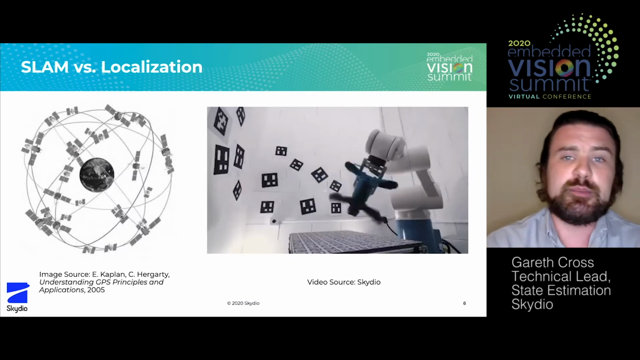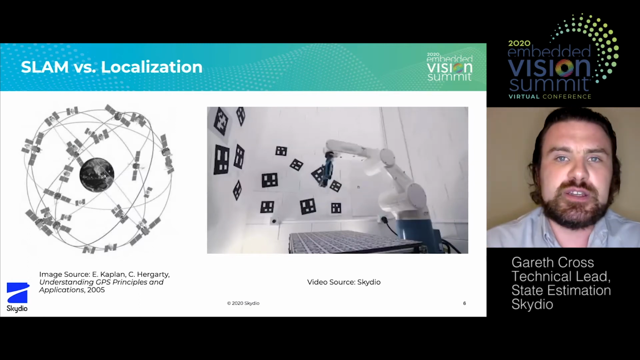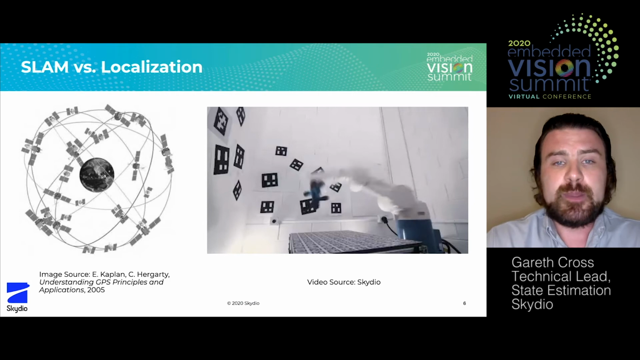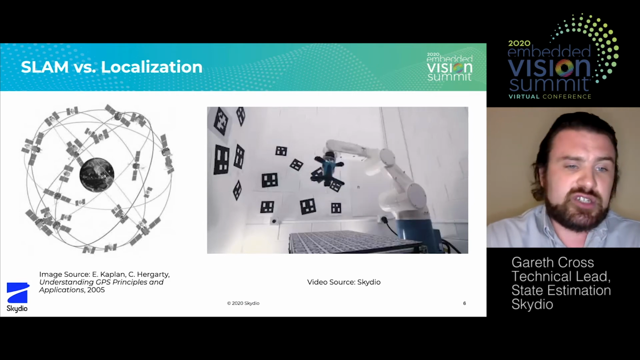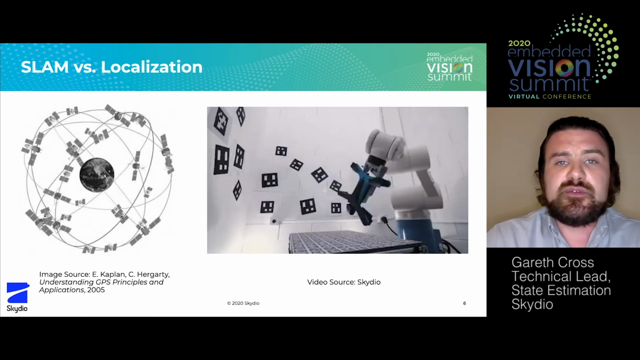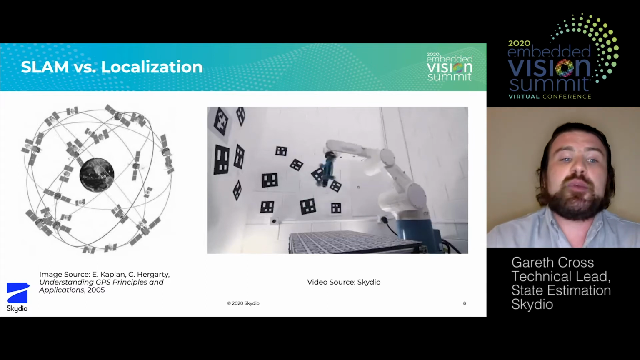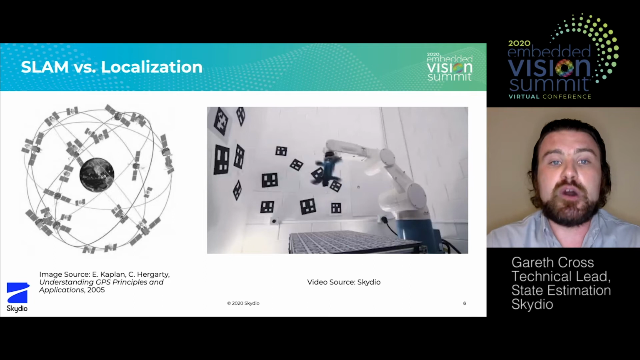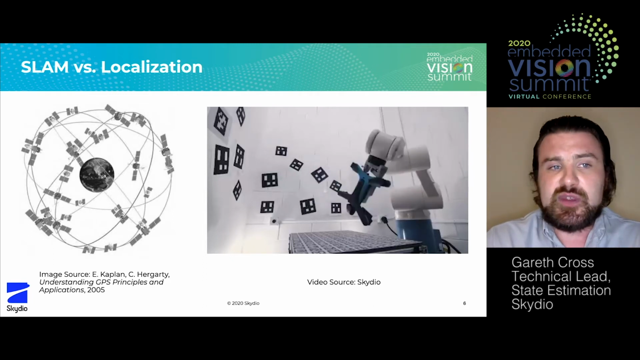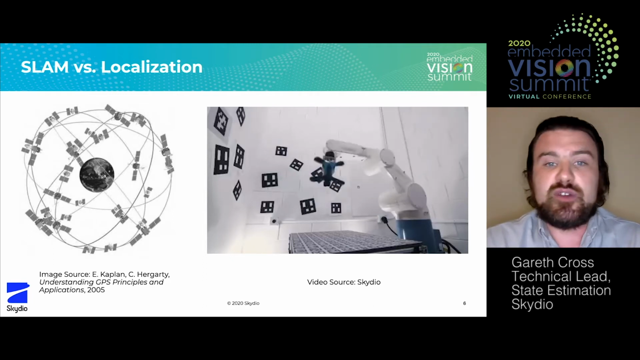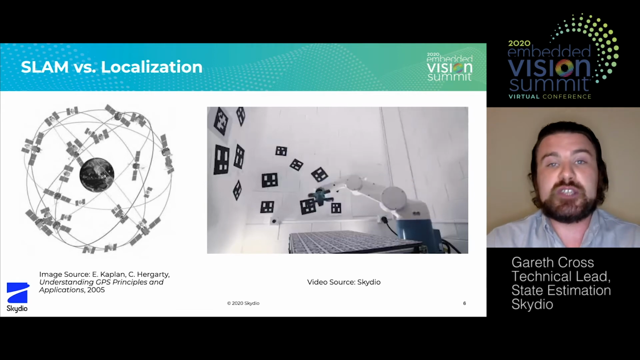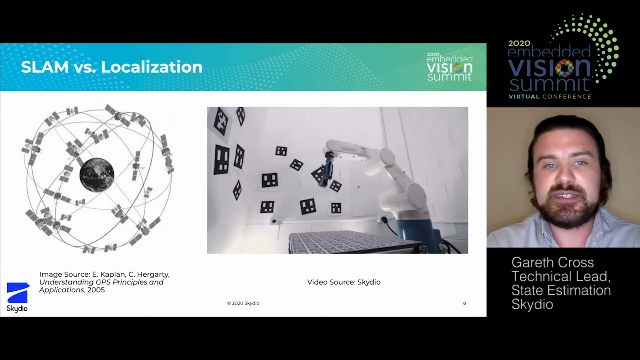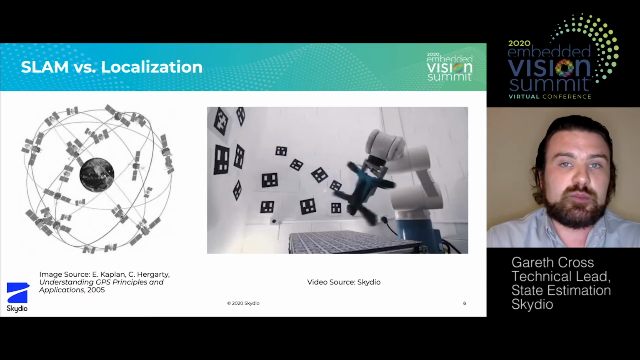So what is SLAM as compared to just plain localization? I think this is worth touching on briefly. The image you see on the left is of a GPS constellation. In the case of GPS localization, the map is known a priori because the satellite orbits are deterministic and can be modeled ahead of time. And so you don't need to build the map online, at least at the receiver level. You need only solve for the position of the receiver given the measurements from the satellites. And so this is just a plain localization problem.